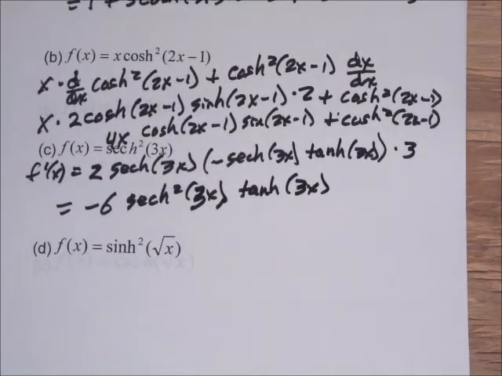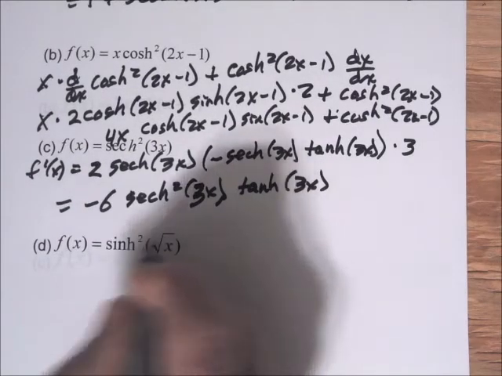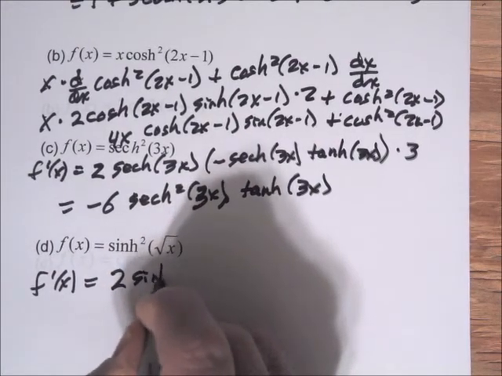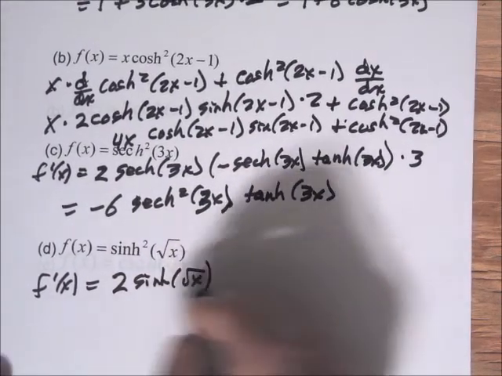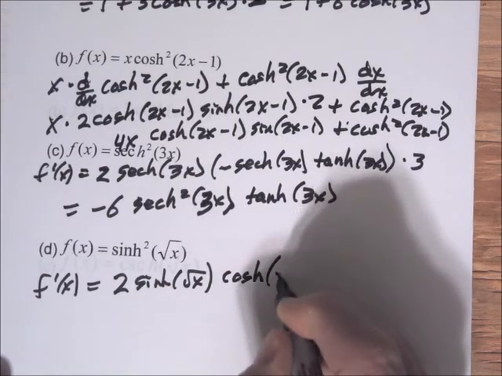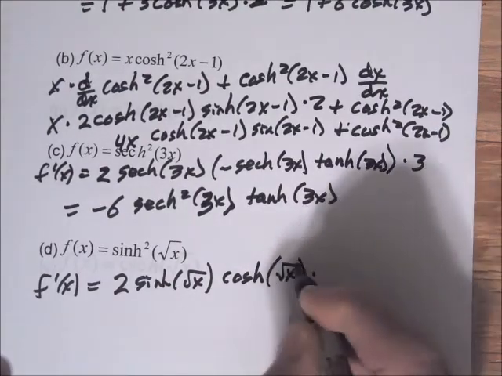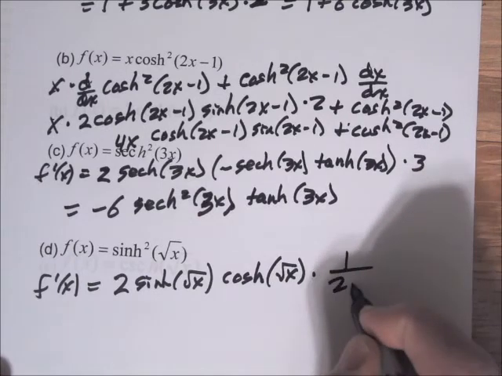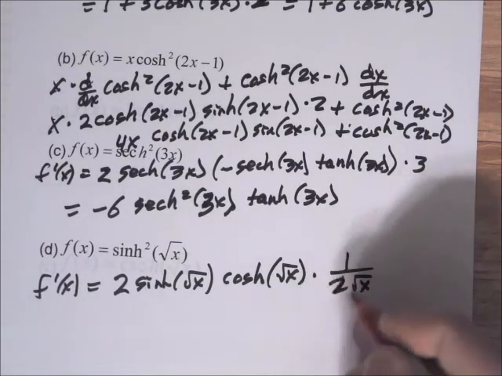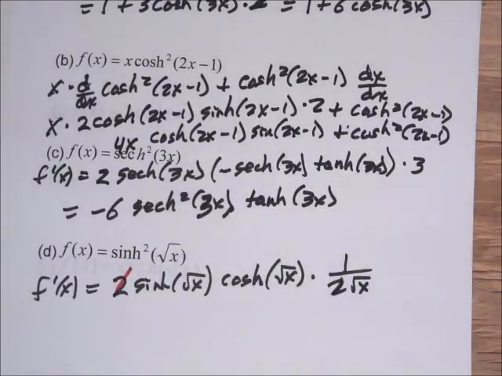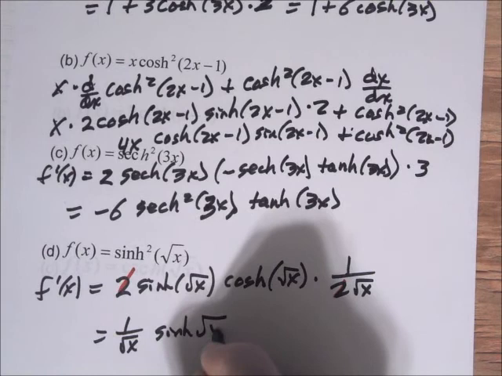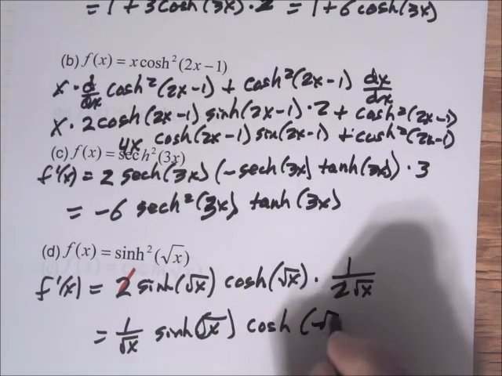This one, a double composite function again. Outside function is squaring. So f prime of x would be 2 times whatever is being squared, which would be sinh of root x. Middle function is sinh. Derivative of sinh is cosh. So the cosh of whatever we took the sinh of, which is root x. And then the inside function is square root of x. That's the derivative 1 over 2 root x. So the 2's will cancel. And we'll just have 1 over root x sinh of root x cosh of root x.